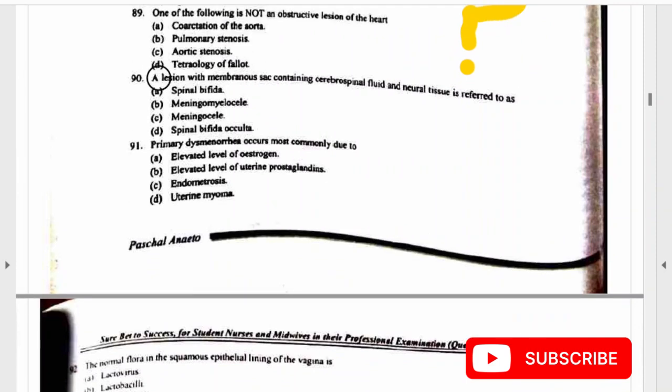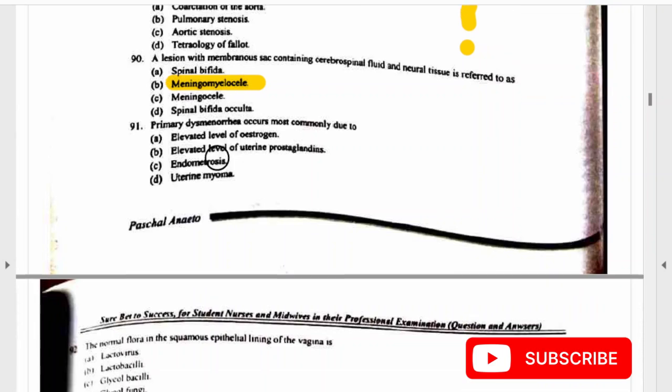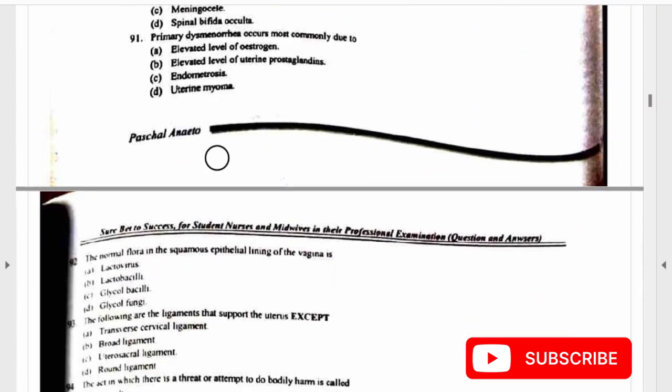So 90, a lesion with membranous sac containing CSF and neural tissue is referred to as what? The answer should be, let me see, it should be B, meningomyelocele. I'm very sure of this. 90 should be B. A meningomyelocele is actually a severe form of spina bifida where the spinal cord and its nerves are exposed and contained in the fluid-filled sac. So A, C, and D are different neurological conditions. Alright, we are getting to the end of this video.